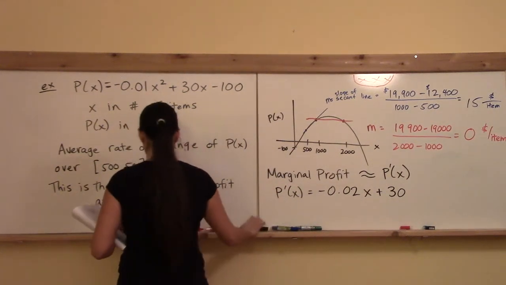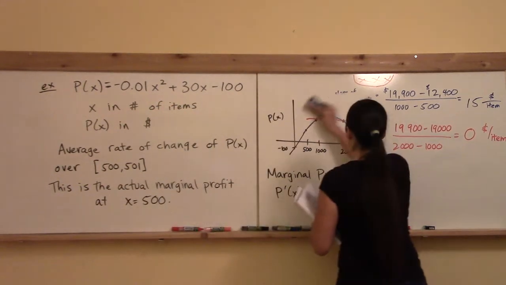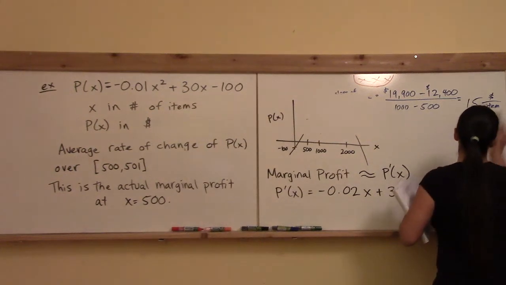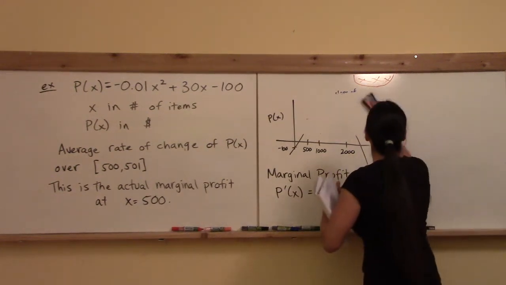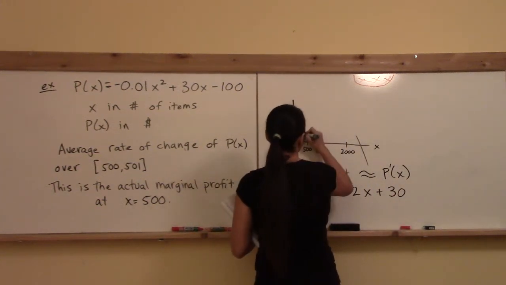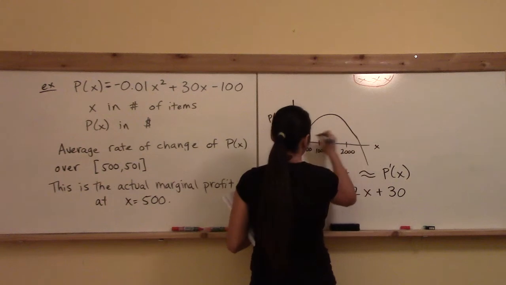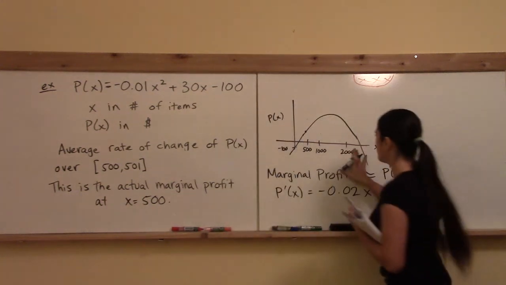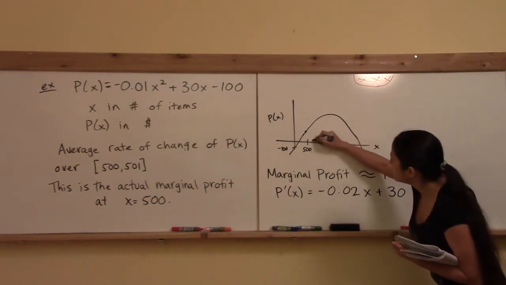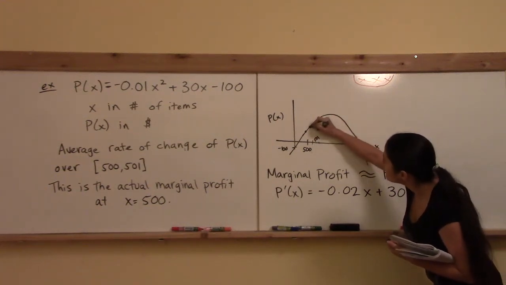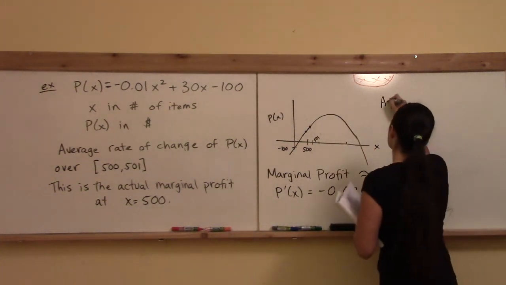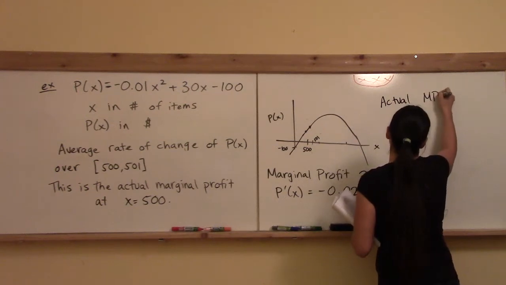so let's calculate the actual marginal profit versus the marginal profit approximation, which is given to us by evaluating the derivative at that point. Okay, so here's our profit function again. And if I asked you for that actual marginal profit, what you're going to do now is find out what P of 500 is, then find out what P of 501 is, and then take the difference in the y's, okay?